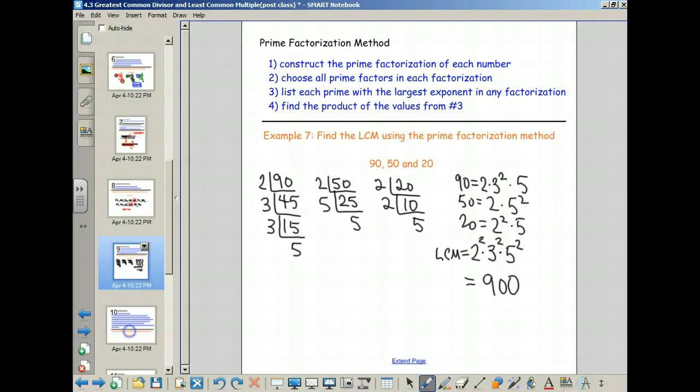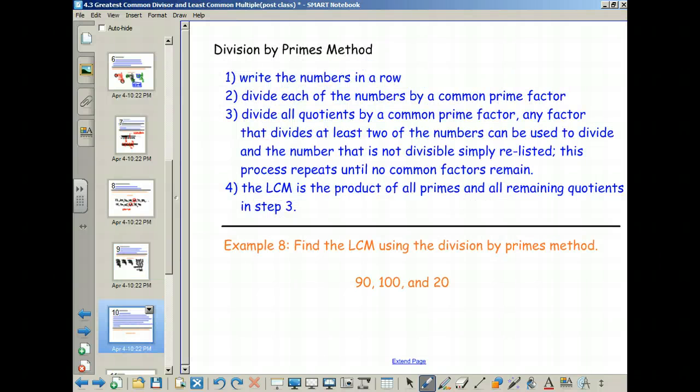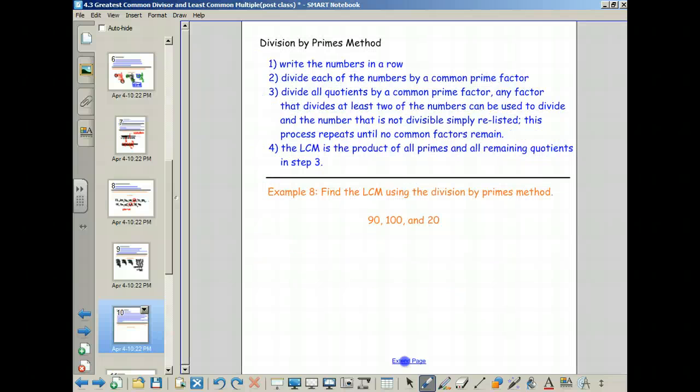Okay, let me do division by primes. So we've seen division by primes, right? We did it the very first thing we did today, on this particular lesson, writing the numbers beside each other. Now, I actually have 3 numbers, which is fine. I can write 3 numbers beside each other, so I'm going to do that. I write my 3 numbers beside each other. And I look for what do they have in common. So what factor do they have in common? 5. Okay, so we'll do 5.